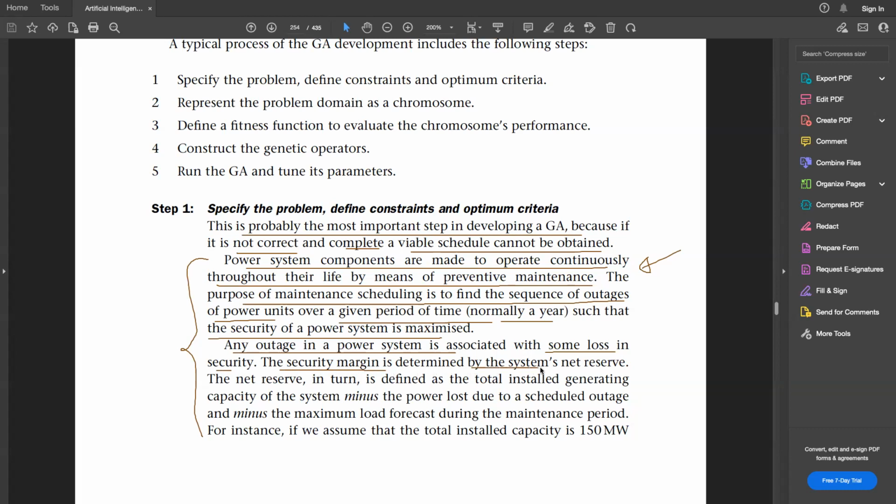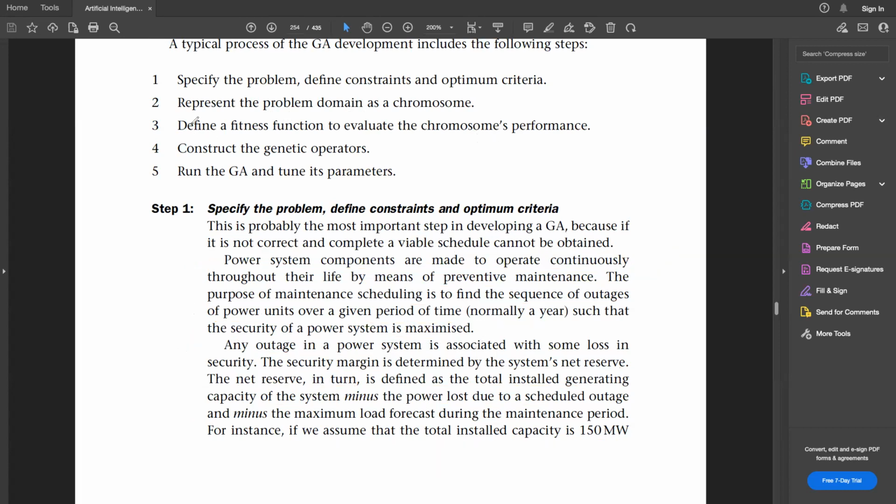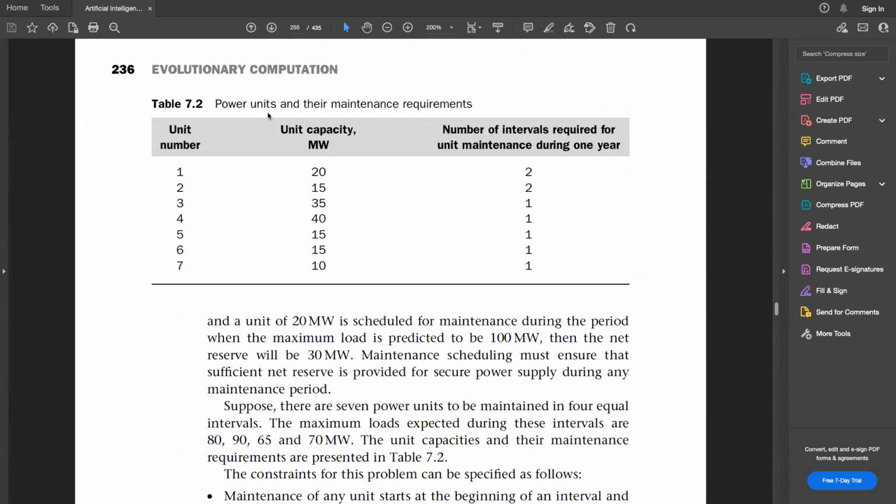Here the security margin is determined by the system's net reserve power, and the net reserve is in turn defined as the total installed generating capacity of a system minus the power loss due to a scheduled outage, and minus the maximum load forecast during the maintenance period. They describe for us, for example, that if we assume that the total installed capacity of a power generating unit is 150 megawatts, and then a unit of 20 megawatts is scheduled for maintenance during the period when the maximum load is predicted to be 100 megawatts, then this 100 plus the scheduled 20 gives 120, and when we subtract 120 from the capacity, we remain with a reserve of 30.